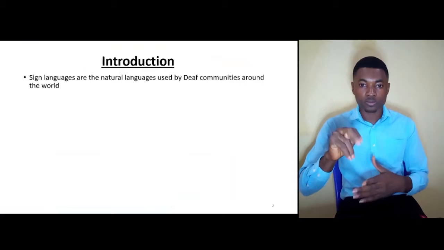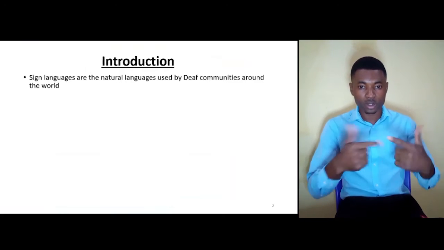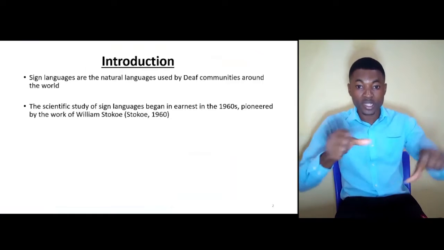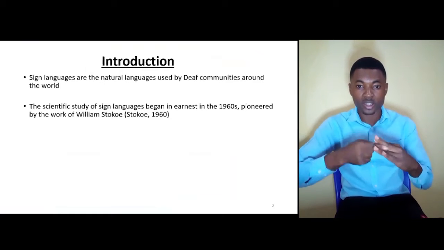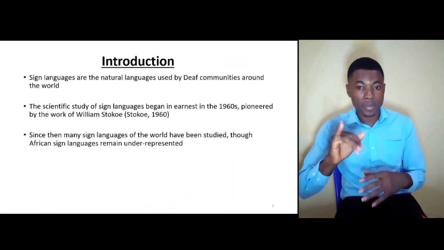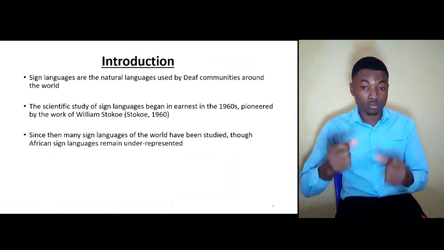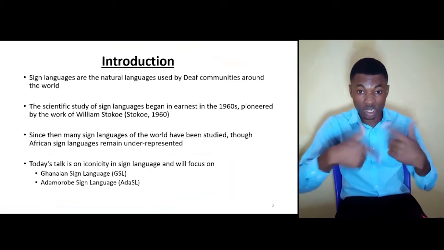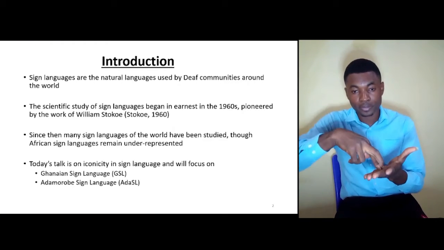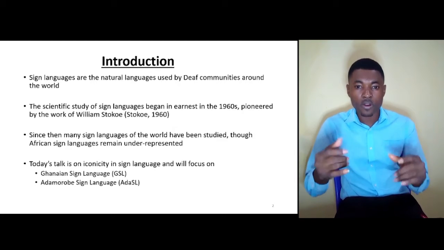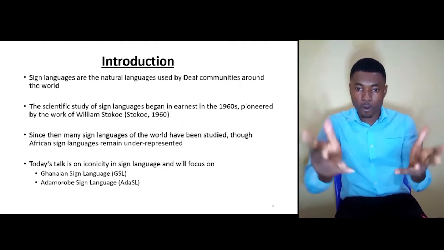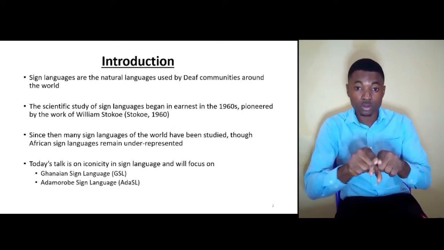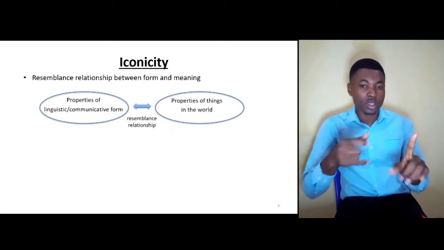So by way of introduction, sign languages are natural languages used by deaf communities around the world. The scientific study of it began in 1960, pioneered by the work of William Stokoe. Since then, many sign languages of the world have been studied, but African sign languages remain underrepresented. In my talk today, I'll focus on form-meaning mapping relationships in sign languages, also known as iconicity, and I'll bring examples from Ghanaian Sign Language and Adamorobe Sign Language.